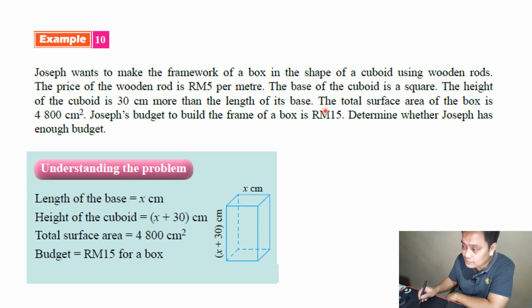The base of the cuboid is a square, right? And the height of the cuboid is 30 centimeters more than the length of its base. Let's say we put the length of its base as x centimeters, so that means the height is x plus 30, because it is 30 centimeters more than the length of its base.